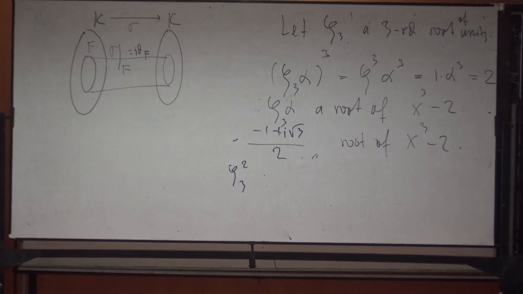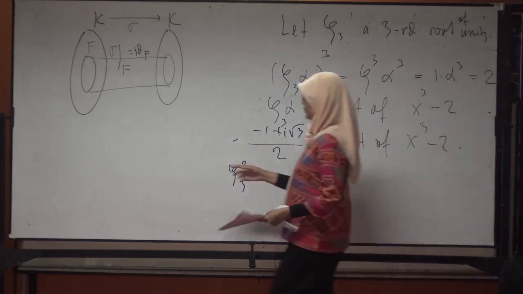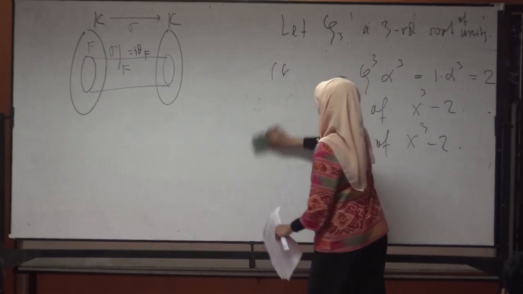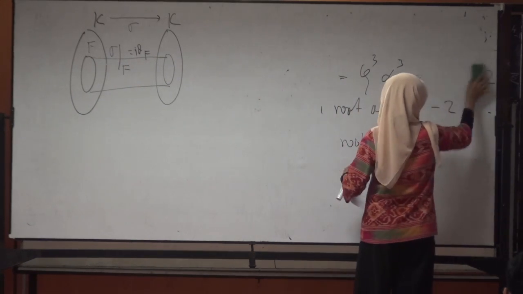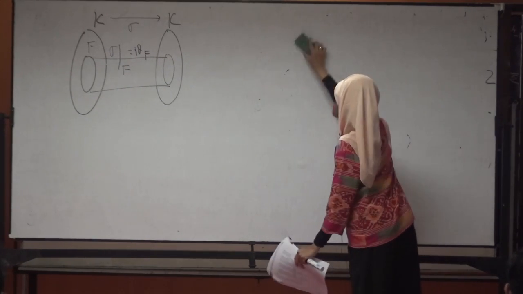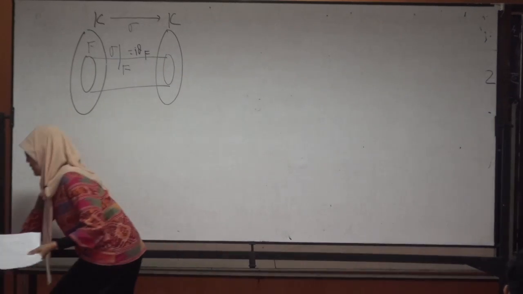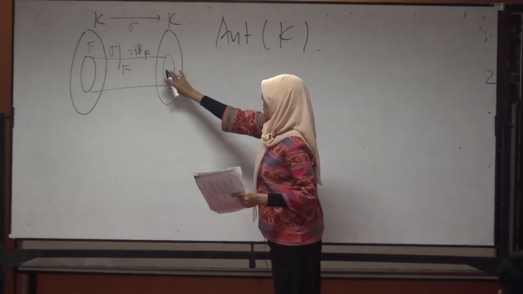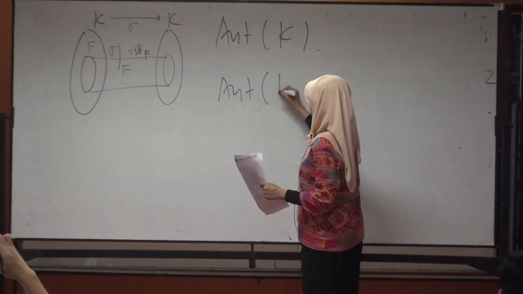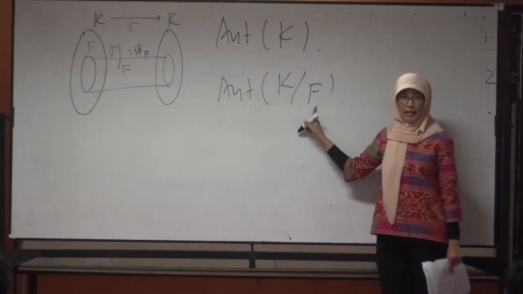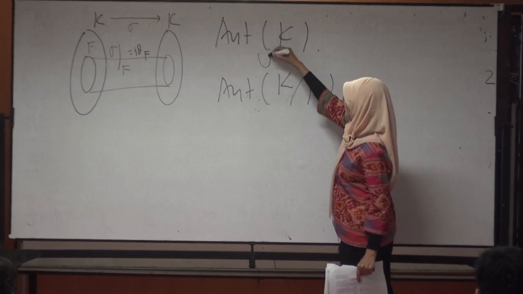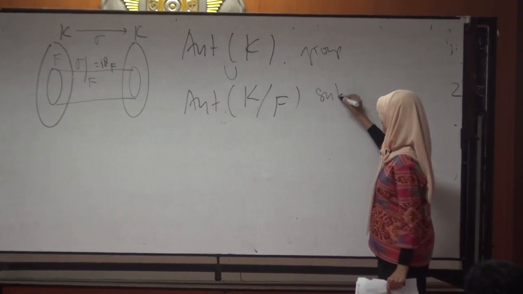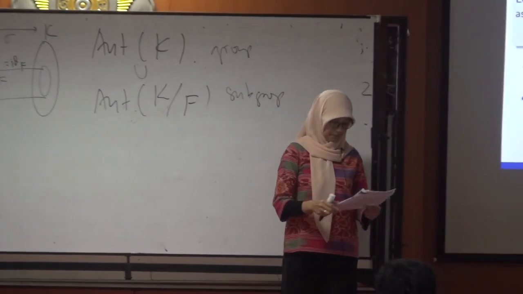Actually, if we collect these automorphisms, we will meet a subgroup of the automorphisms of K. In general, we have Aut K. In this situation, we have the Aut which fixes F, and this set is a subgroup of Aut K. This is a group. This is a subgroup under composition.